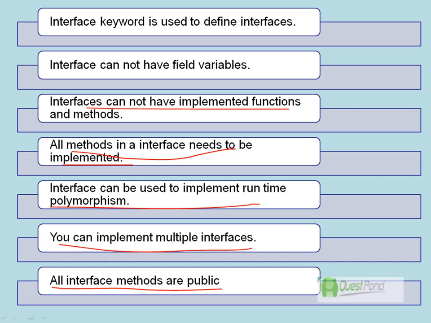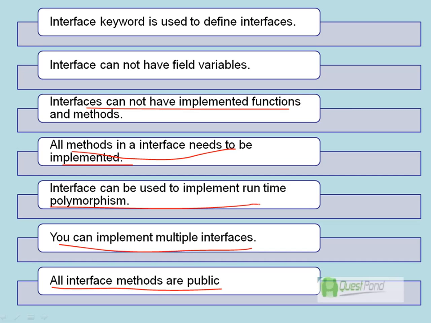First, you cannot provide implementation in functions and methods. Second, all the methods in an interface need to be implemented by the concrete classes. Third, you cannot define any kind of access modifiers on the interface methods. By default, they are public.